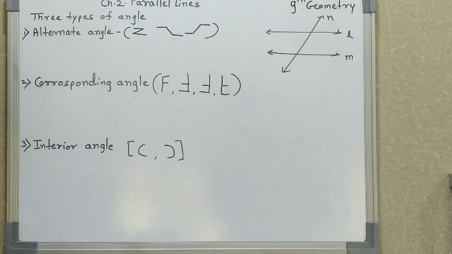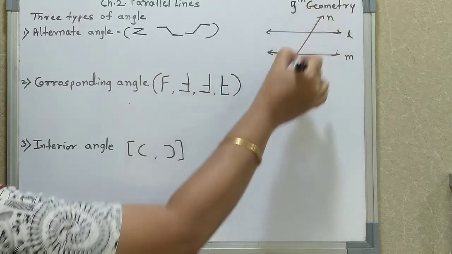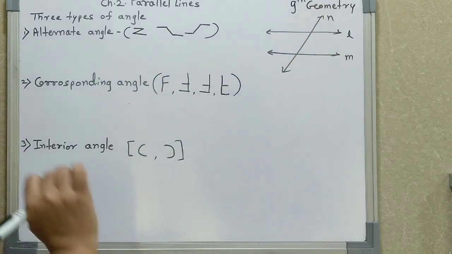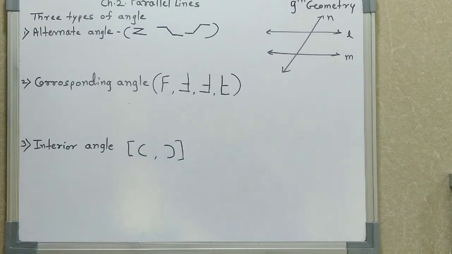Now, there are some concepts related to parallel lines. What is the first one? That is the transversal. A line which intersects two or more lines is called a transversal of the given lines. See in this, these are the two lines and N is a transversal of these two lines. N intersects these two lines. So, line N is a transversal and lines L and M are the parallel lines that it intersects.